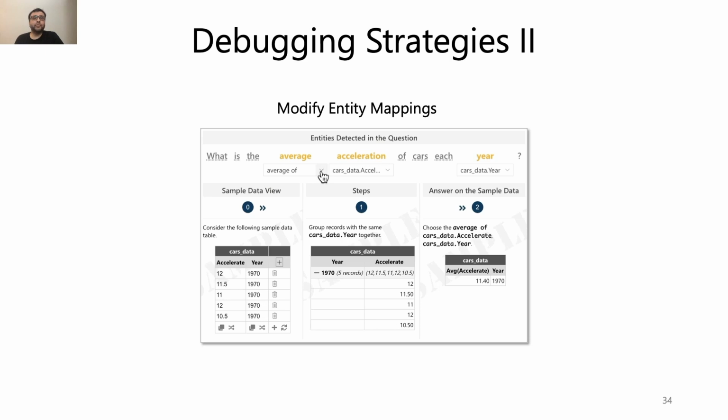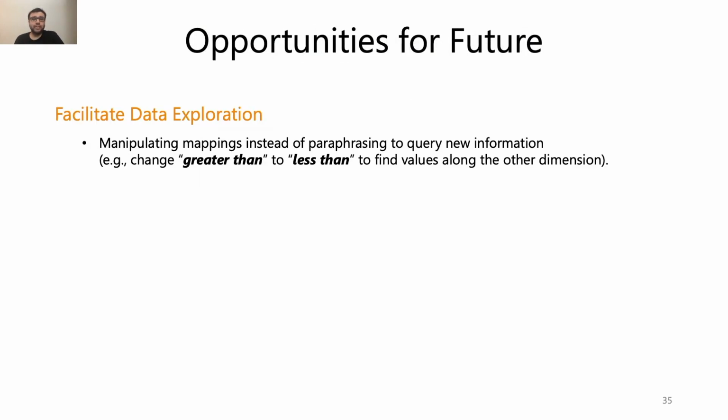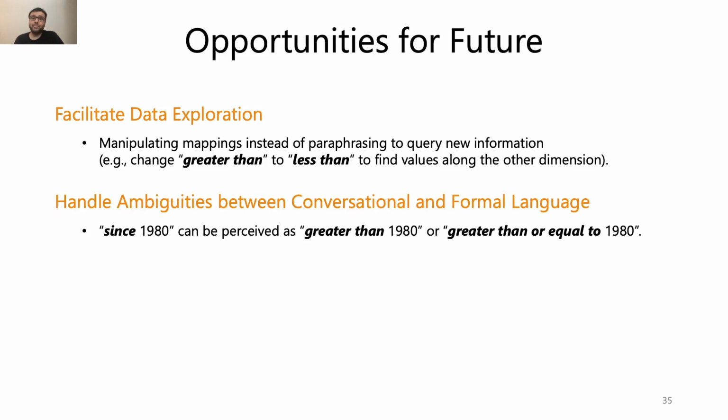Interestingly, some users modified already correct mappings, for example, changing average to maximum to simulate a what-if scenario. This direct manipulation technique is actually an opportunity for the future to facilitate data exploration. That is, answer a new but structurally similar question without having to paraphrase. Some users mapped the keyword since to greater than, while some mapped it to greater than or equal to. DIY can be utilized to resolve such ambiguities between conversational and formal language.